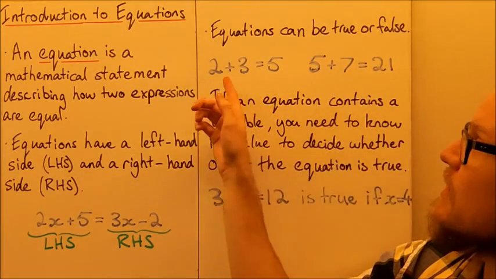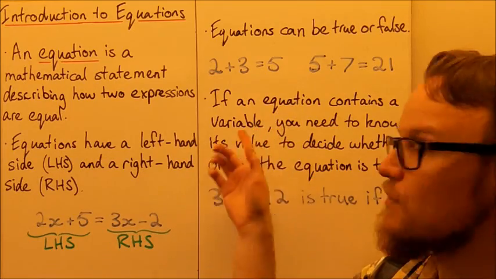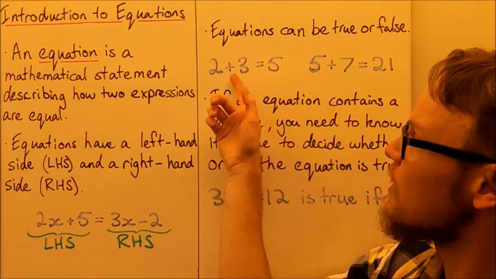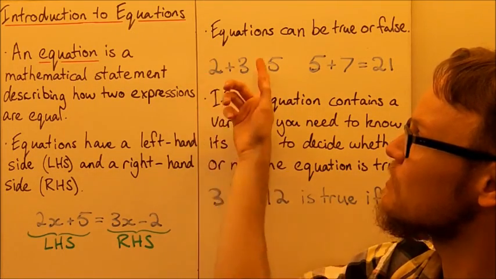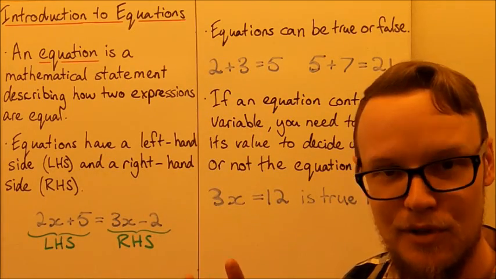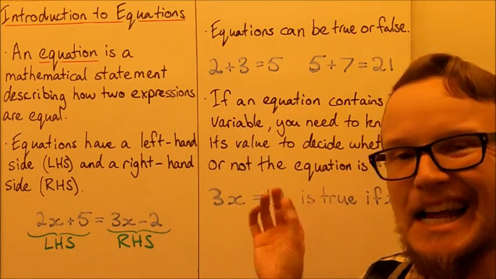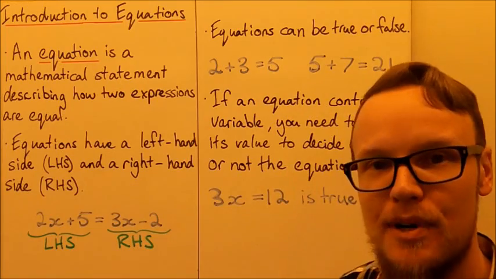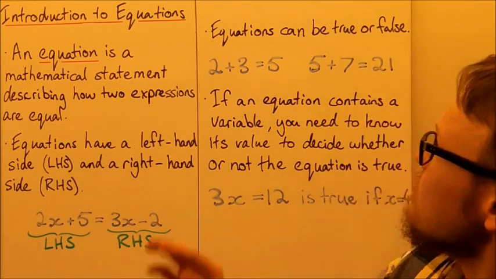For an example, here is 2 + 3 = 5. We've got two sides of the equation, the left-hand side and the right-hand side. The left-hand side has the value of 5, since 2 + 3 is 5, and that's the same as the value on the right-hand side of the equation.